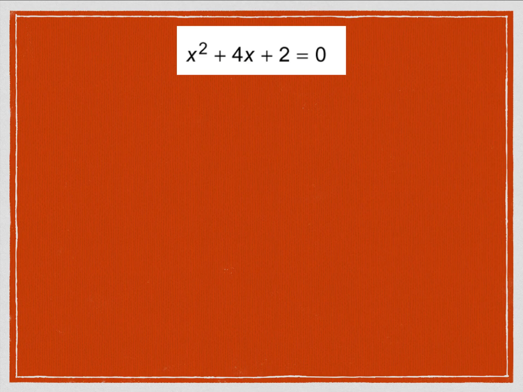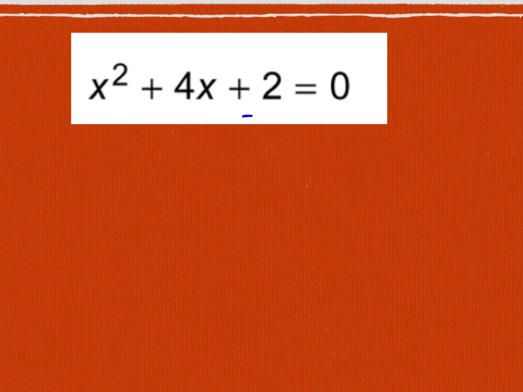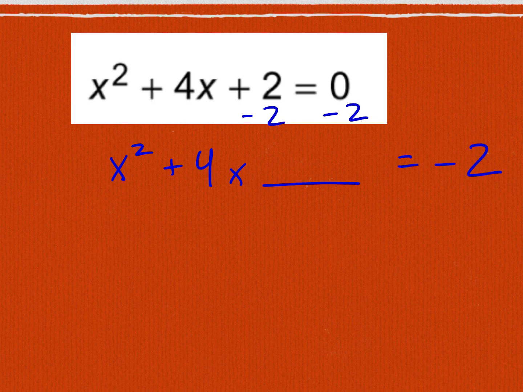What do I need to do first? Subtract 2. So I have x squared plus 4x. I'm going to leave a space to complete the square is equal to negative 2. What's the formula that I use to complete the square? B over 2 squared. And what's b? 4. Remember, it's what's in front of the x. So b is 4. So 4 over 2 squared.